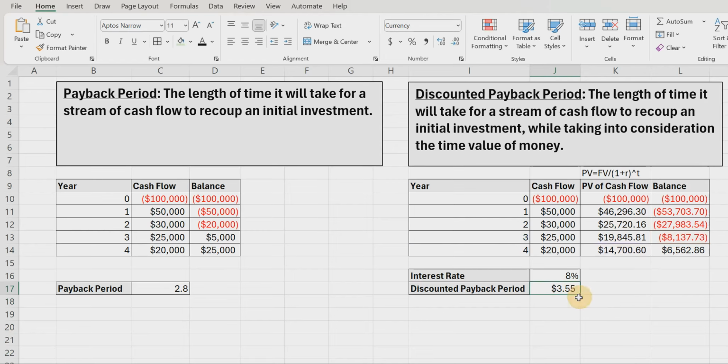And the discounted payback period, so initially it will show up as a currency. We can go up here and change that to general. And we'll see that the discounted payback period is about 3.55 years. So taking into account the time value of money, it will take about 3.55 years to recoup our initial investment of $100,000. So that is how you can calculate the payback period and the discounted payback period in Excel.